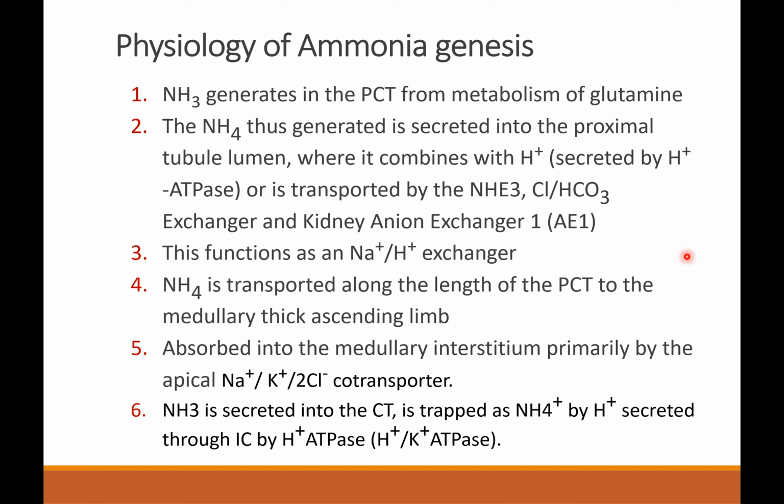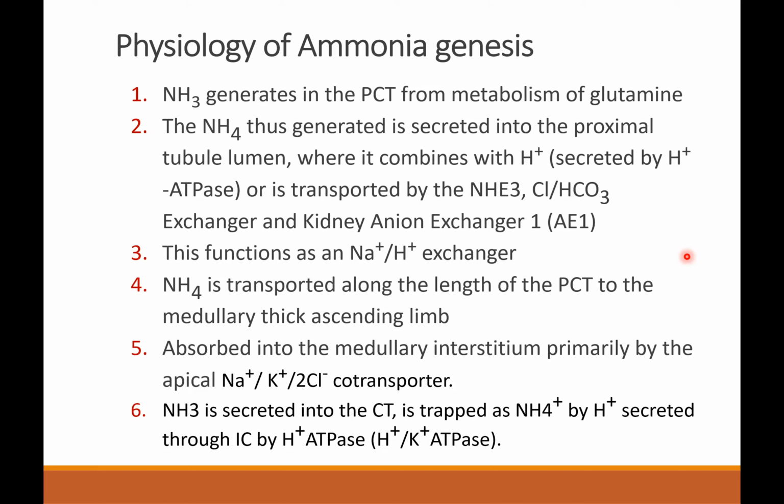So what is next slide? In the PCT, ammonia is generated from the glutamine, and that ammonia NH3 combines with the hydrogen. Where is the hydrogen coming from? By H-ATPase or by NHE3. In the DCT, there is no NHE3, but there is the H-ATPase that generates hydrogen ion. That hydrogen ion and the ammonia that is generated will become ammonium ion that is excreted in company with the chloride.